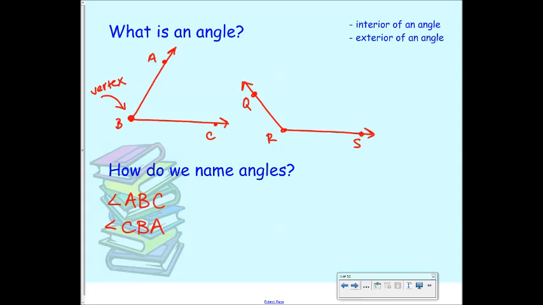All right, so what are the 2 options for this one? Angle QRS or angle SRQ. Sometimes you will see it named as just angle R, which is okay. You can just use 1 letter. What letter does it have to be, though? The vertex. And that does not work if it's like this.